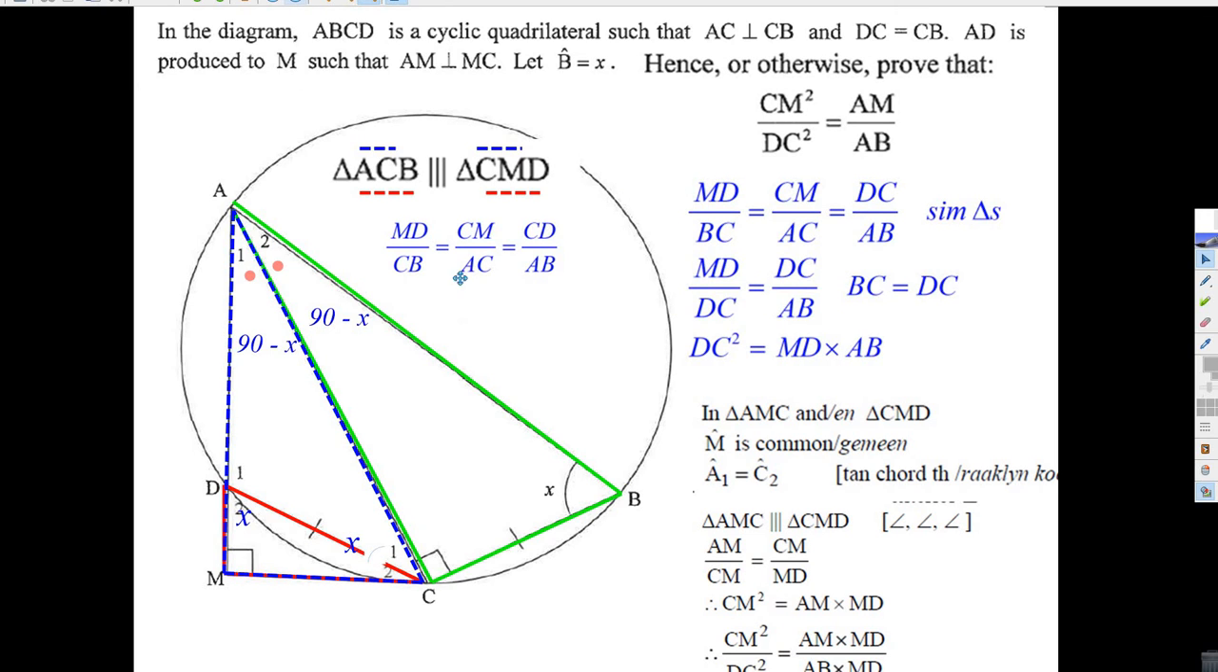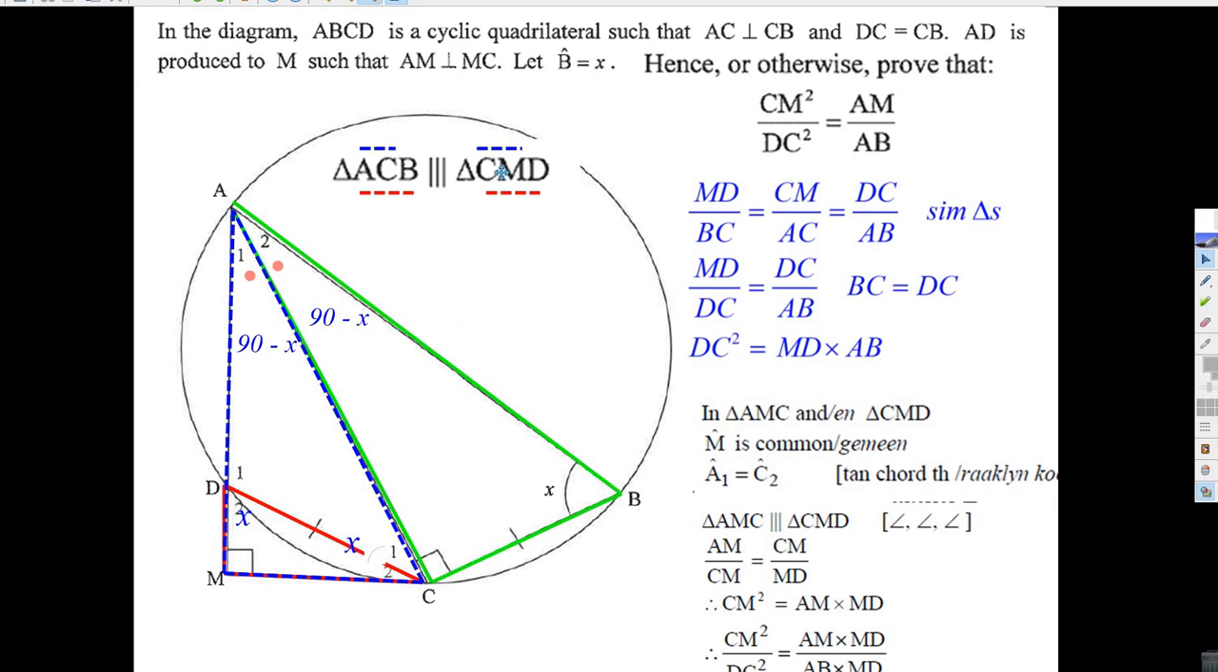Now, this is a pretty tricky question here. They ask us to prove this really tough-looking ratio with squares and all this stuff. Well, I don't know what's going on here, but they seem to want stuff with DC. They want stuff with CM. So all you do is make the ratios. Make the ratios. Match them up. If they're similar, what one does MD go with? Well, MD goes with BC. Right there, MD goes with BC.